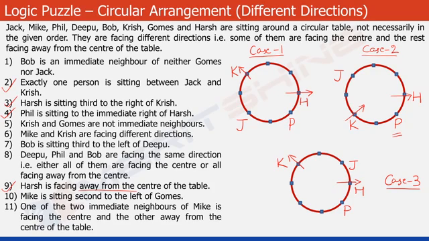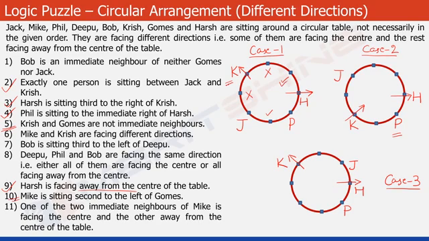Let's proceed. In our next step, we'll look at statements 5 and 10 simultaneously. So this one and this one. 5 tells us that Krish and Gomes are not immediate neighbors. And 10 tells us that Mike is sitting second to the left of Gomes. So let's first try and use it in case 1. If this is Krish, this position cannot be occupied by Gomes and this cannot be occupied by Gomes. So the 2 possibilities for Gomes are this and this one.